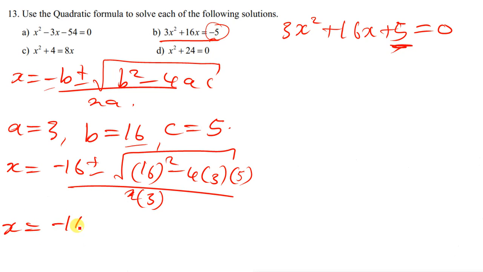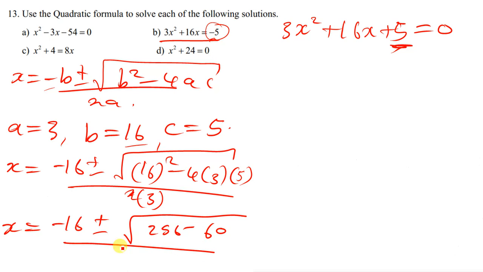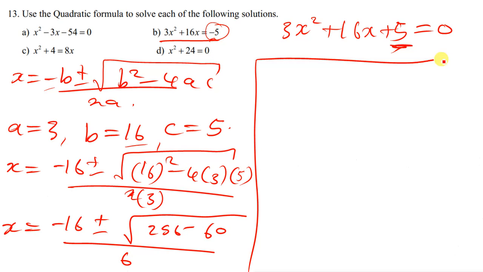So we have negative 16 plus or minus. So 16 squared is simply just 256. Then 4 times 3, that's 12. And then 12 times, let me write 256, 256 minus 4 times 3, 12. Then 12 times 5, that's 60. Then we say everything divided by 2 times 3, this gives us 3. So let me demarcate here so that we solve.